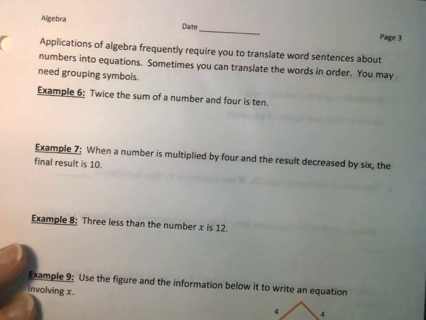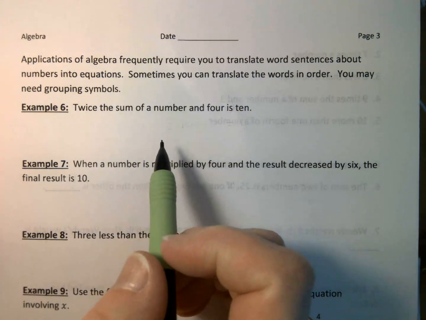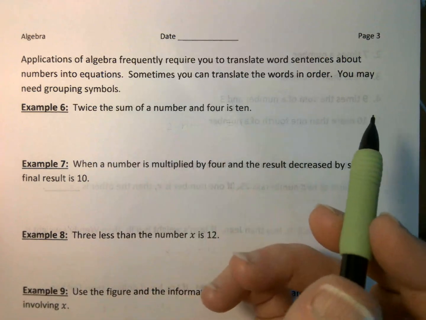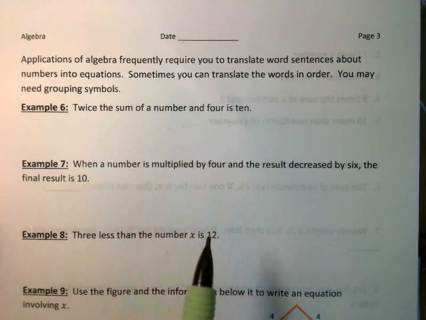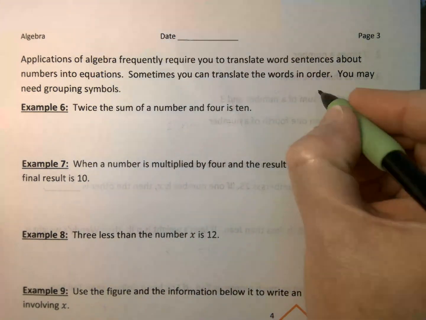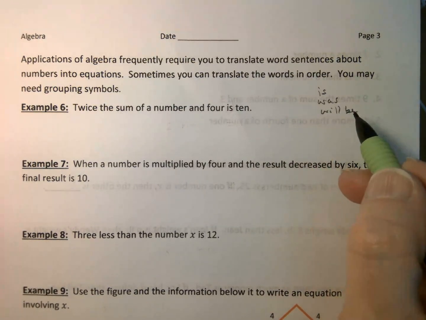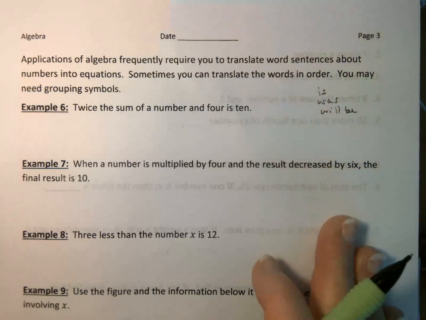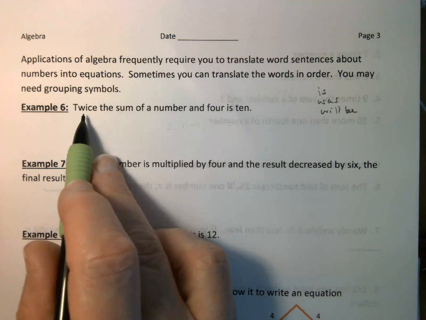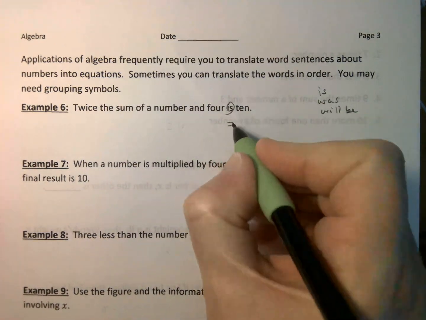Let's look at equations. All right, so applications of algebra frequently require you to translate word sentences about numbers into equations. Sometimes you can translate the words in order, and you may need grouping symbols, okay? So the key for this is look for your equal sign, and your equal sign is going to be is, or was, or will be, okay? And I don't know what those are called in grammar, but look for those things, okay? If you have more than one is, figure out which one is the right one, okay? So here we have twice the sum of a number, and 4 is 10. So there's my is, there's my equal sign.